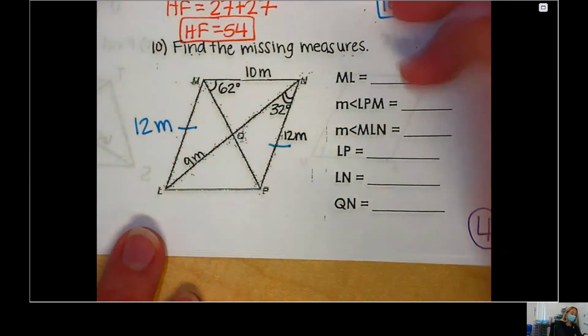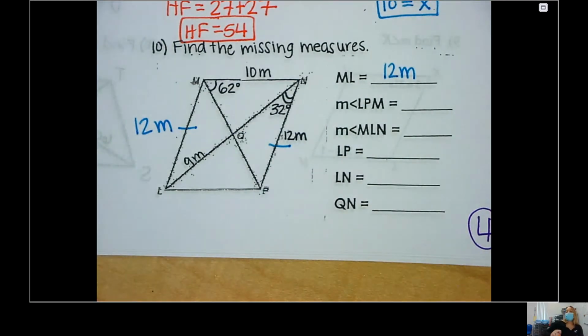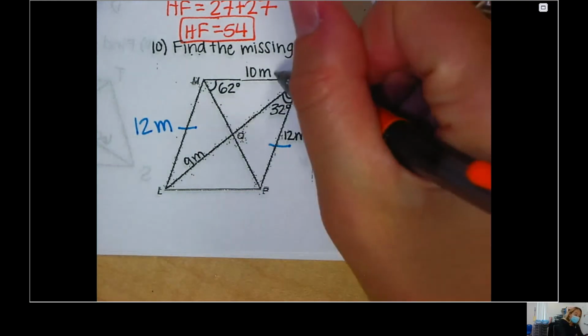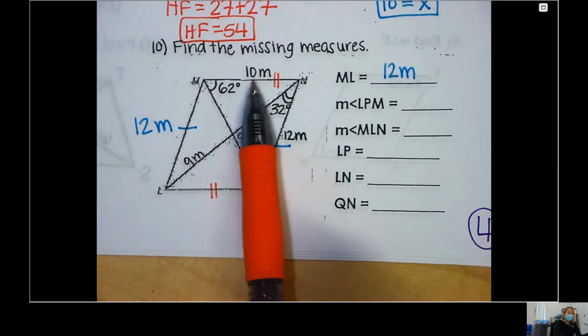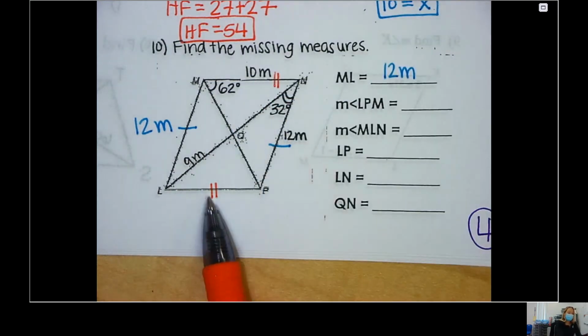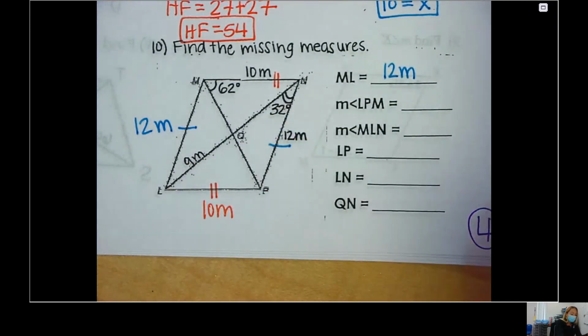Here's ML. Let's write it in. 12 meters. Okay, give me another pair of sides that are congruent. Nicole, what do you think? Good. MN, I'm going to put 2 tick marks, and LP. So if MN is 10 meters, what does that mean LP is? 10 meters again. Good. So I'll come over here. Here's LP.